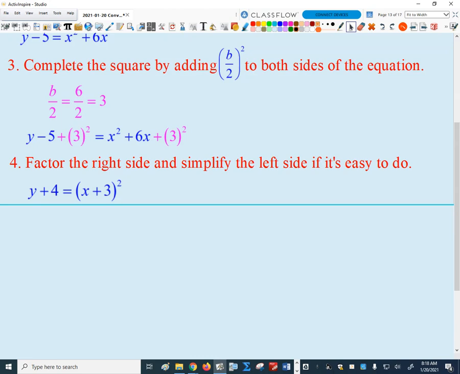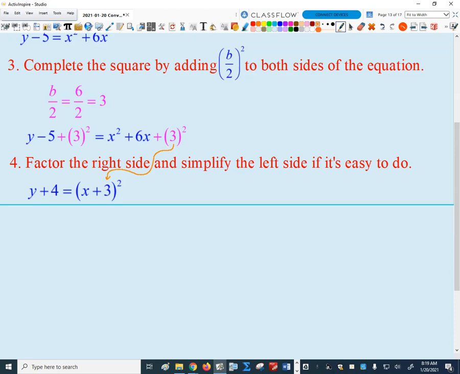So there's a connection here. Whatever number is being squared, here is the number that's going to be attached to x in our binomial factor that's being squared, right?